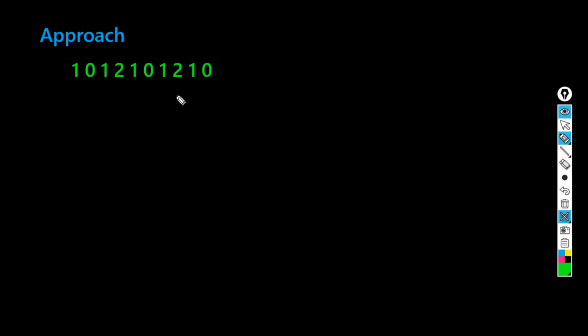So suppose this is the array. We all know that we have to rearrange it with zeros at the starting, ones in the middle and twos at the end. The first approach that comes to mind is the sorting approach. If we sort the array, we will get the answer. So if I sort the array, I will get 0, 0, 0 and then 1, 1, 1, 1, 1 and then 2, 2.